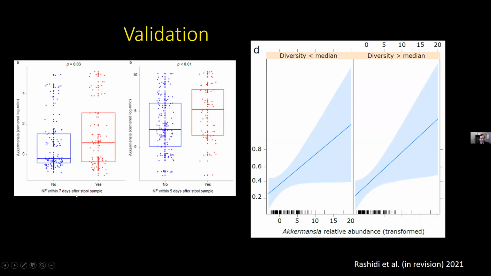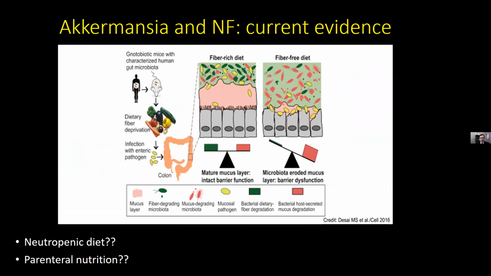And you can again quantify this. This is not just 7 days, it could be 5 days, it could even be 3 days. And Akkermansia is higher in samples that precede neutropenic fever. And it doesn't matter if you have low diversity or high diversity in the rest of your microbiome, the relationship between Akkermansia on the x-axis and the probability of neutropenic fever on the y-axis is identical. So possibly showing a direct genus level or organism level association with a clinical complication.